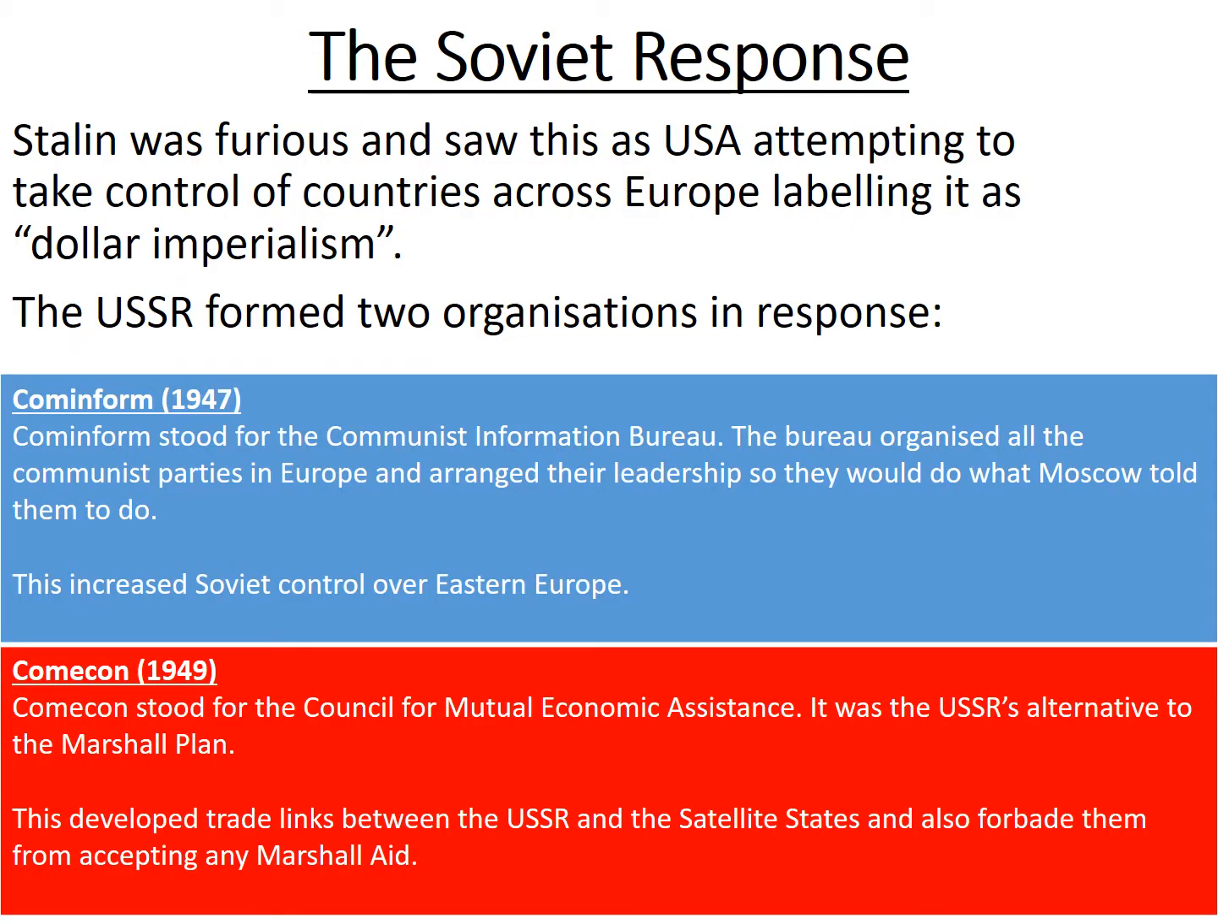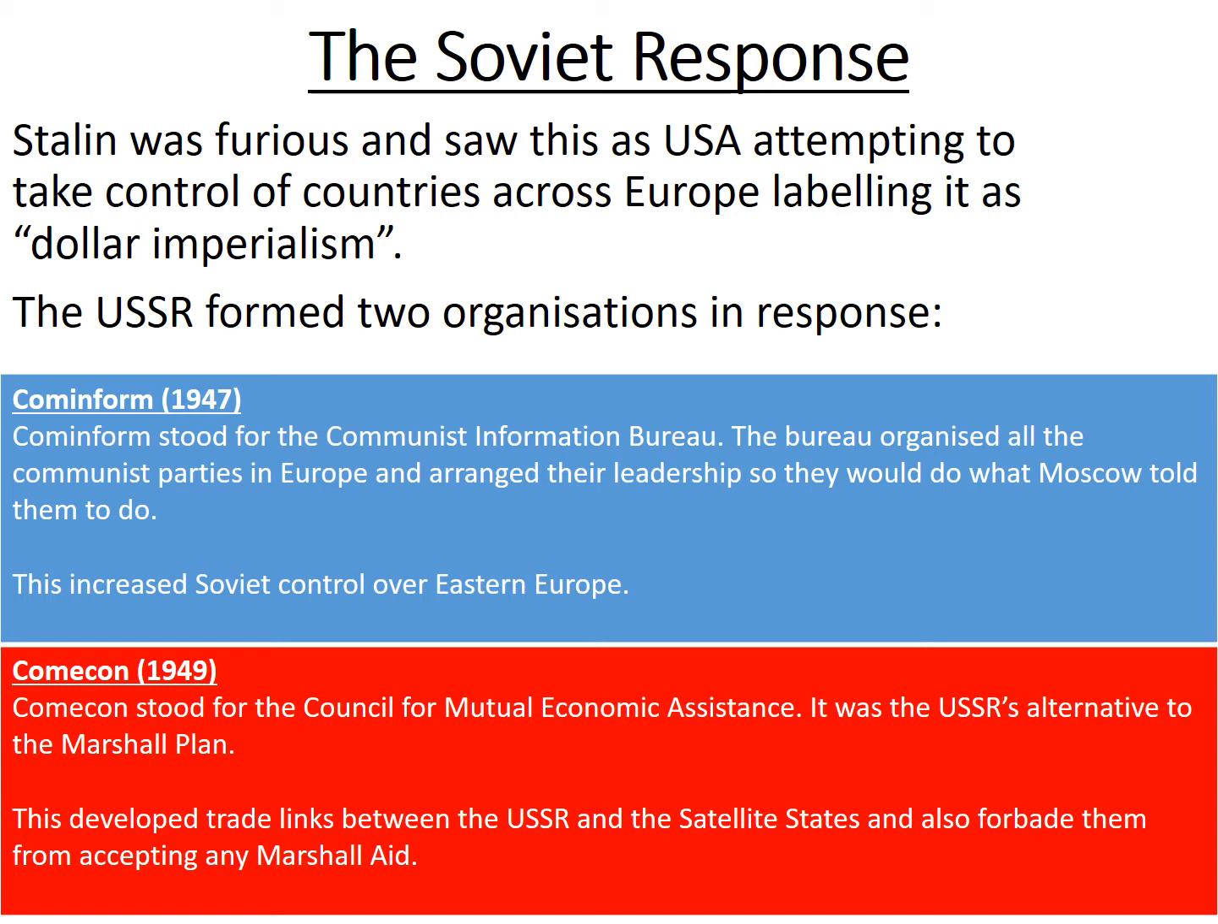Now, the Soviet response. Stalin is furious. He thinks the USA is trying to take control of countries across Europe, and he labels it dollar imperialism. He thinks that this is an example of that world domination the Novikov telegram had warned about. Now, what the Soviets do in response is they form two organizations. The first one, Cominform, 1947, stands for the Communist Information Bureau.